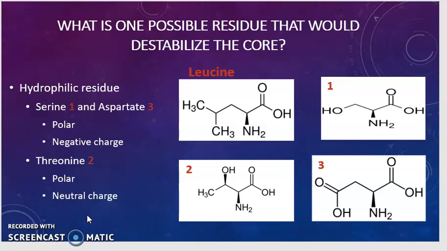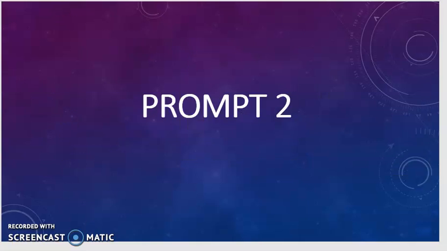So an example of amino acids that would do so includes serine, threonine, aspartate, and a couple of others that can destabilize the core. So I have here serine and aspartate together because both of them are polar and negatively charged, and threonine as polar and neutral.